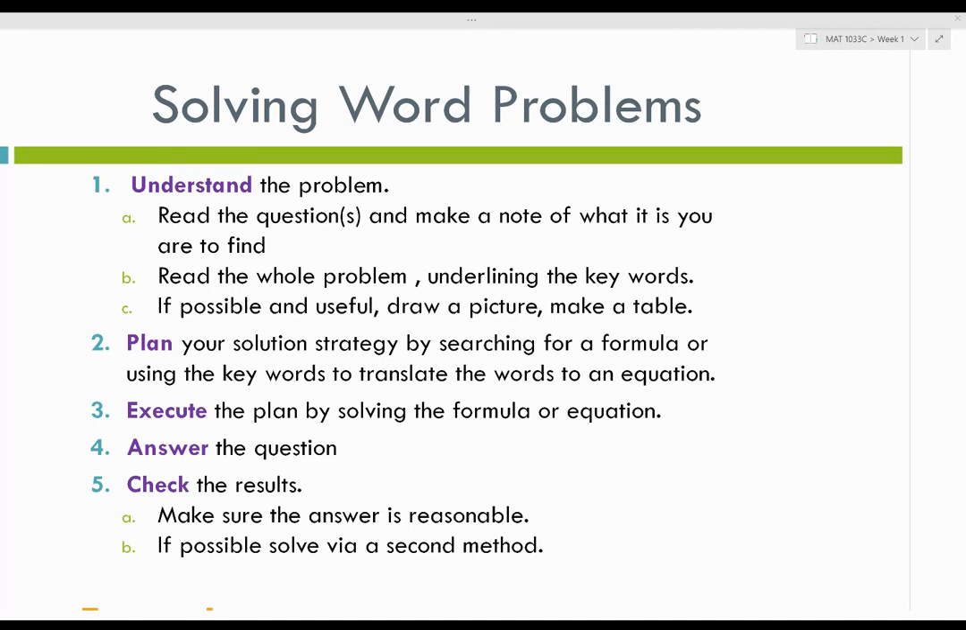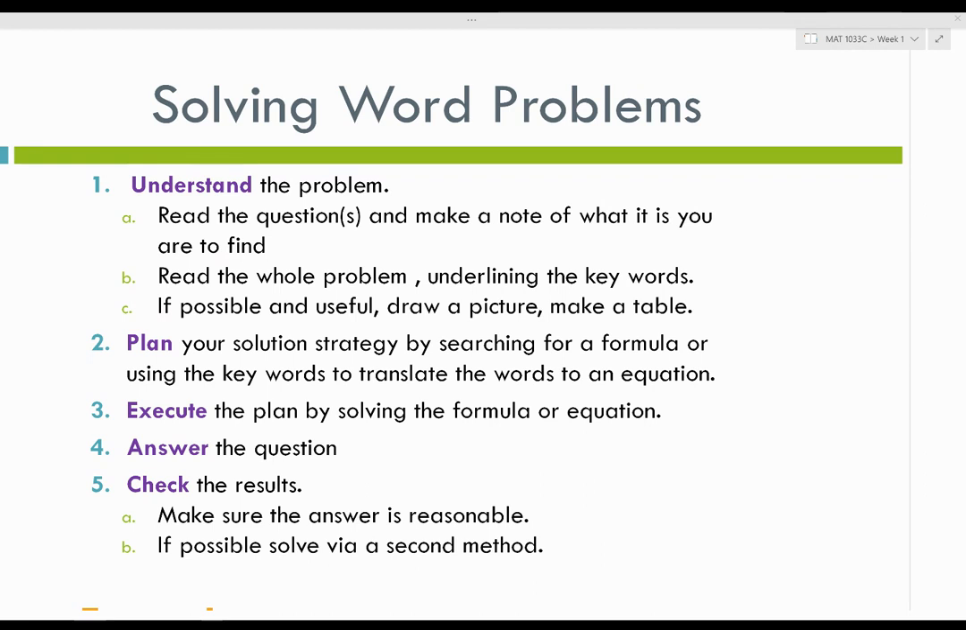Now, step two, you're going to plan your solution strategy by searching for a formula or using the keywords to translate the words into an equation. Depending on the type of problem you're given, are you looking for area? Are you looking for distance? Some keyword in there should allude to the plan that you should make. Now, step three is to execute your plan by solving the formula or the equation. Whatever you decided in step two that you were going to do, try to see if you can execute it. And then four, you're going to attempt to answer the question.